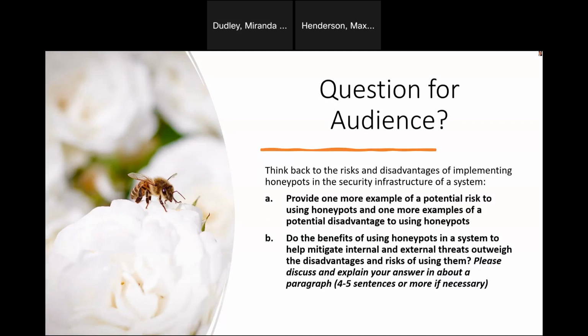So with this, we just want you to discuss and connect with the question, explain it in about a paragraph or more if necessary. We just really want you to connect with the question. We feel that this length is perfect for that.